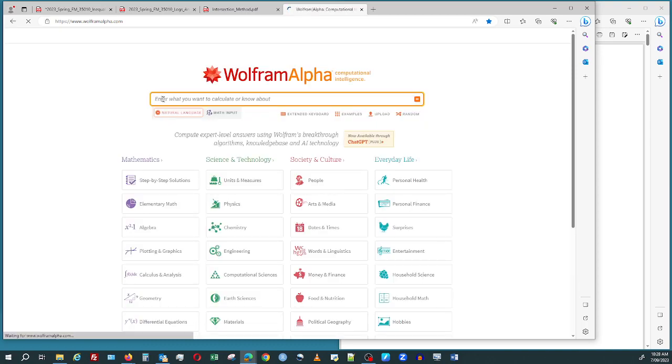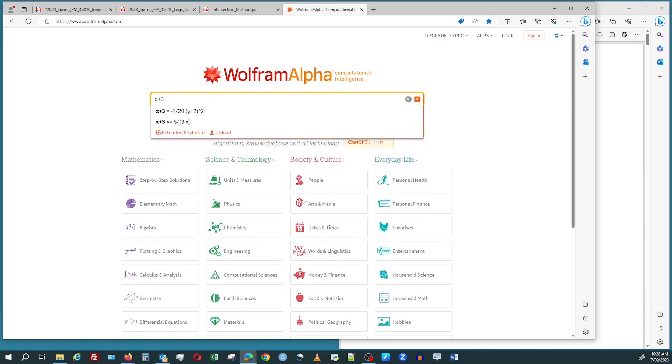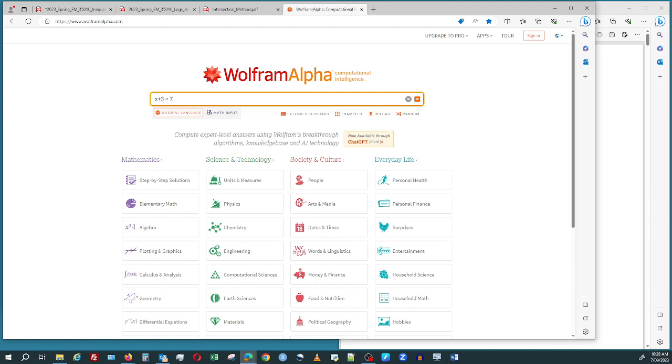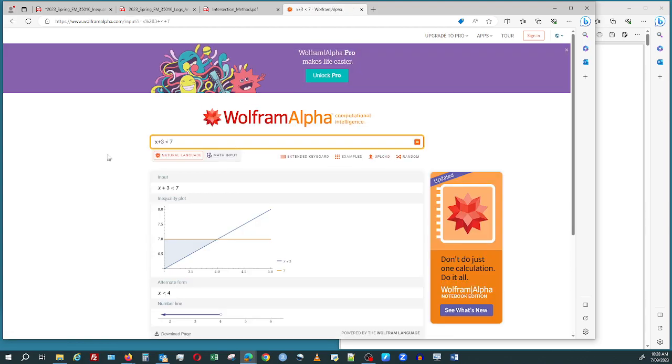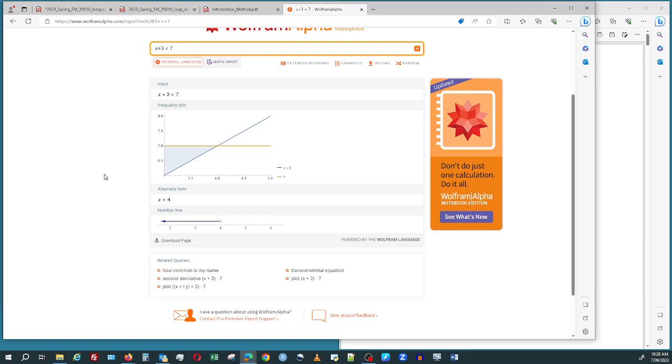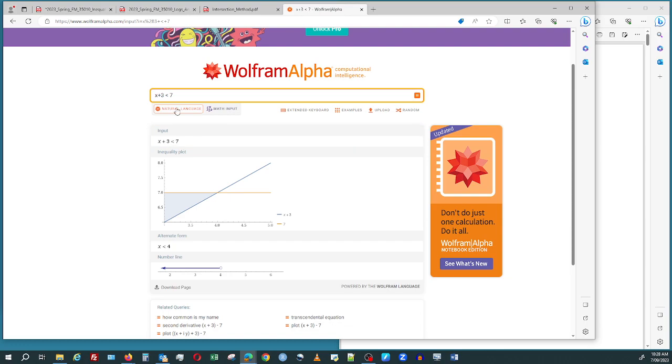Mathematica in the online version. Okay, and so we're going to have x plus 3 is less than 7. So show me what that looks like. X plus 3 is less than 7. And so here you go. Here's our x plus 3. And I want to plot it. I want to plot it really from 0.